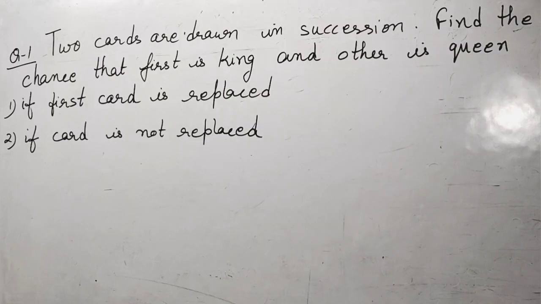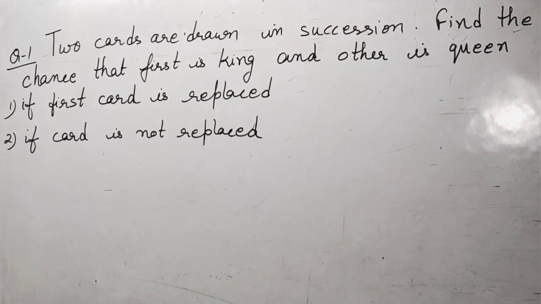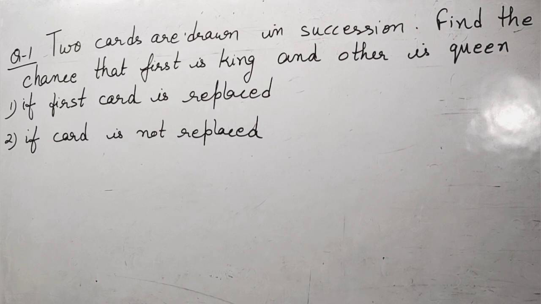We can write simply this as the answer. The next question about probability: 2 cards are drawn in succession. Find the chance that the first is the king and the other is the queen, if the first card is replaced and if the card is not replaced. With the help of this question, I want to explain what replacing the card means and what not replaced means.